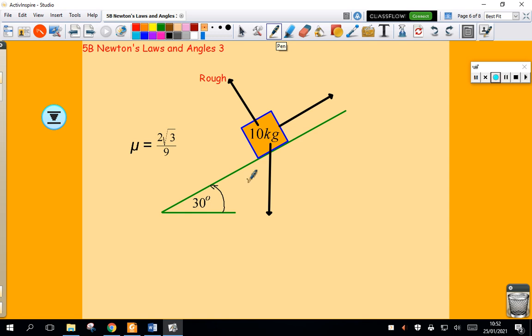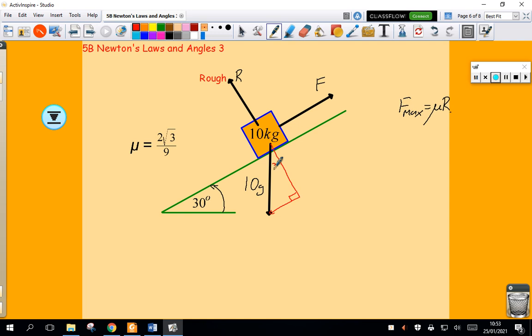Remember, the weight is always equal to the mass times the acceleration due to gravity. Here we have the normal reaction. Here we have friction. Remember, the maximum possible value for that friction is going to be mu times R. Okay. Resolving the one vector that is neither parallel nor perpendicular to the plane, that's the weight vector.